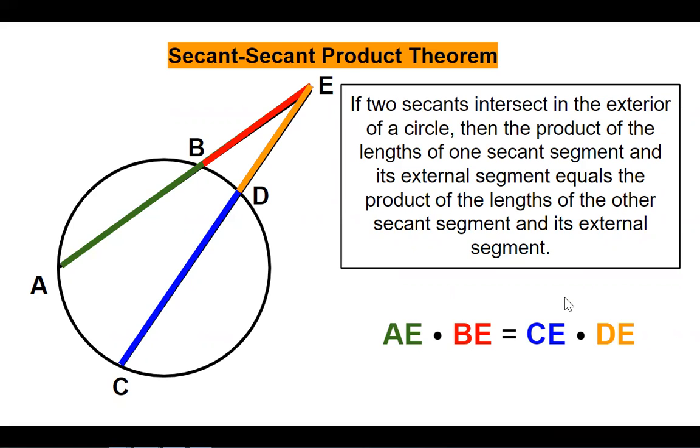So go ahead and copy this one down so you can have it in your notes. Secant product theorem: if two secants intersect in the exterior of a circle, so we have them here, they intersect, then the product of the lengths of one secant segment and its external segment equals the product of the other secant segment and its external segment.